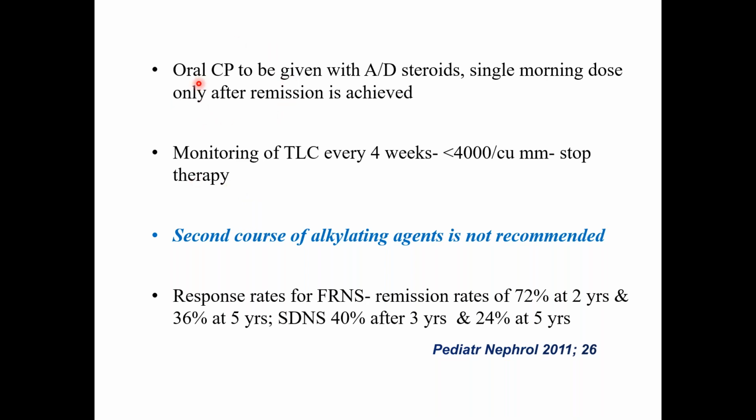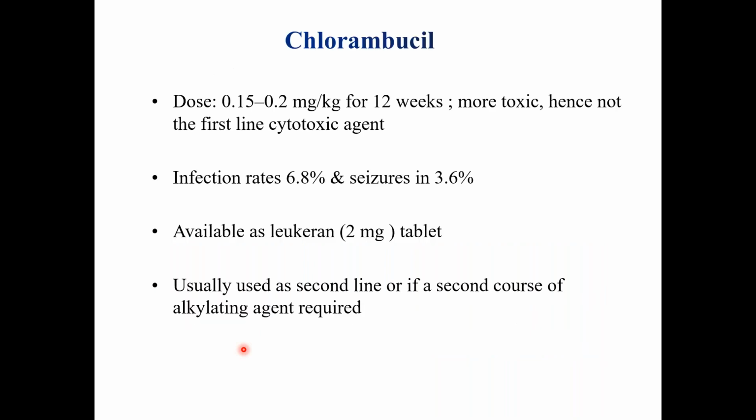Once you start oral cyclophosphamide, the nadir of the counts comes at around 3 to 4 weeks. So it's only after the first 3 weeks of use that you'll find a fall in the counts. And as I said, the response rate for frequently relapsing nephrotic syndrome is around 72% at 2 years. However, after 2 years, the effect of cyclophosphamide actually declines, and these children again start relapsing, and again they would require steroids for the treatment of relapses.